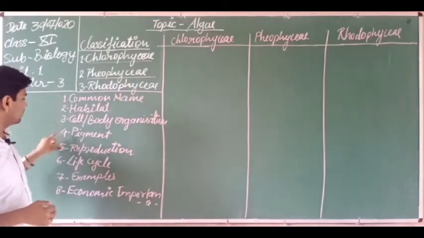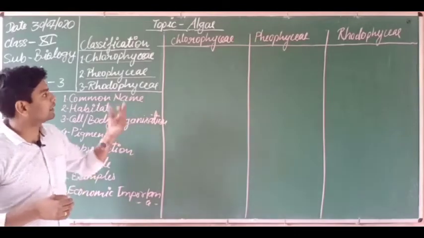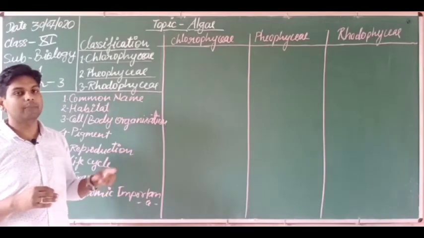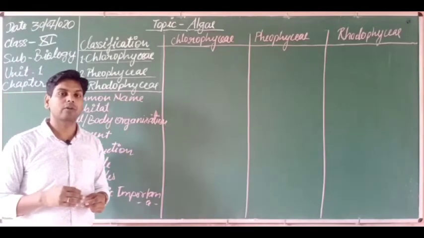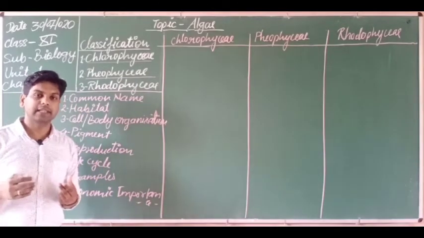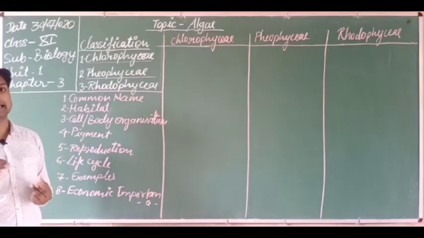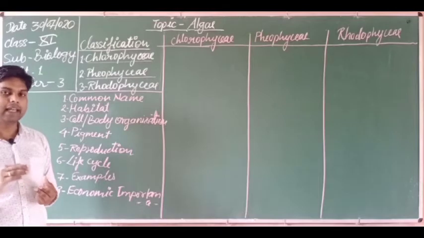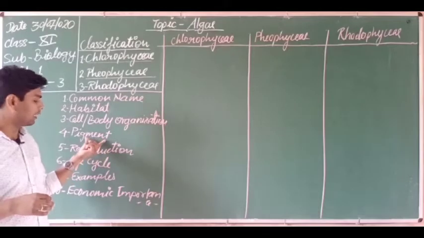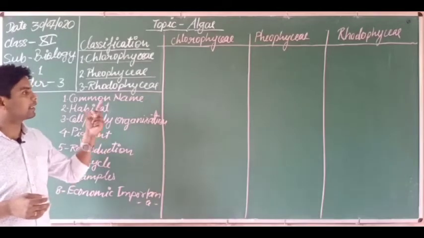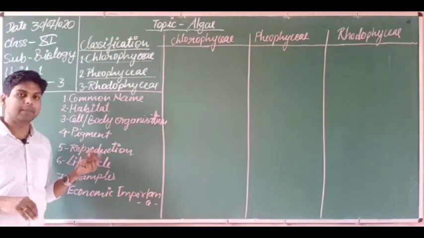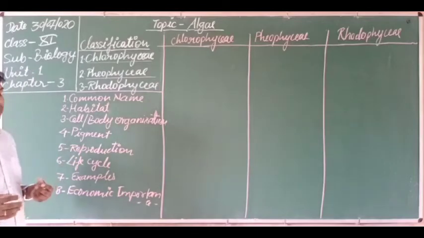Next one, pigment. Which type of pigment is found in the members of these categories? Suppose chlorella, a member of Chlorophycy, has the pigment chlorophyll A. Students, you have studied pigments in 9th and 10th class. Pigments are the colorful chemicals found in the cell. They may be green, brown or red, different colors, so pigments are of different types on the basis of the color they provide.